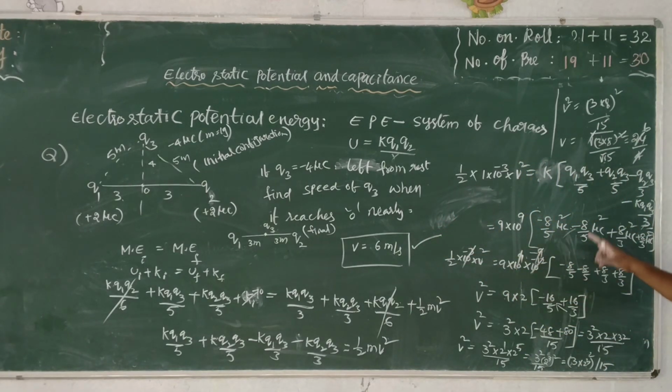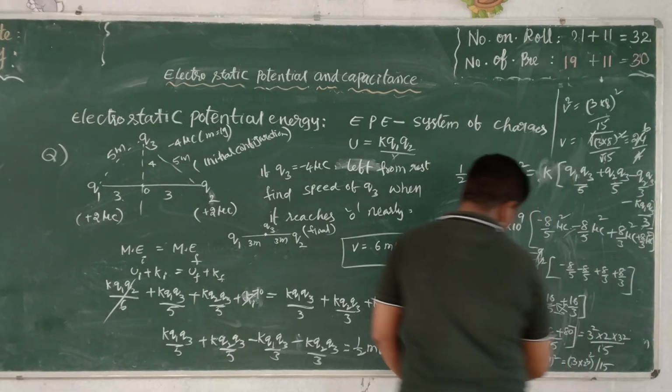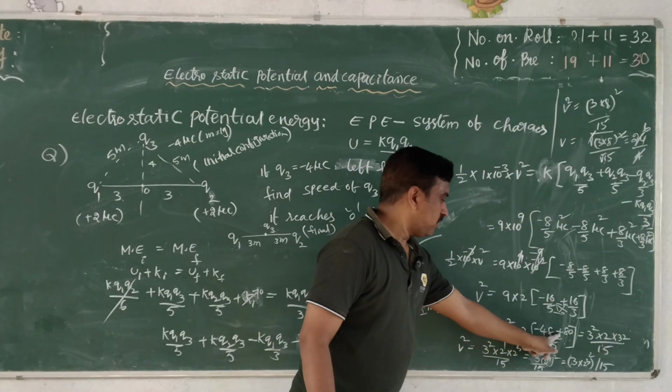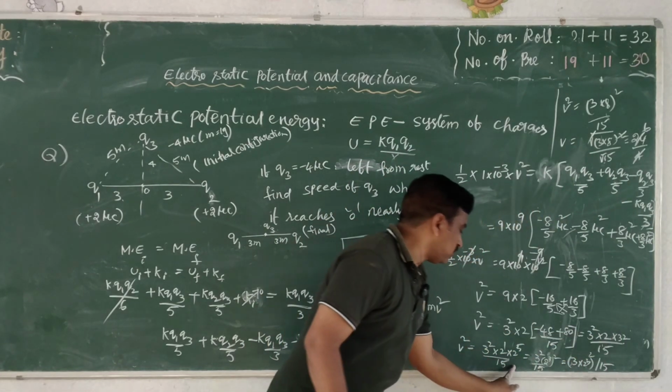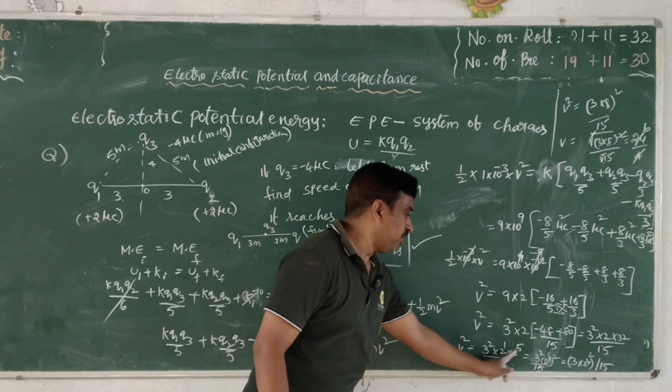See, 8 by 5, this one. Later you know, minus 8 by 5, plus 8 by 3. Here 16 by 5, here 16 by 3, cross multiplication. Yes? We can get this one. 16 3s are 48, 16 5s are 80 by 15. So finally we get this one, 3 square into 2, here 32. So 32 can be written as 2 power 5, 2 power 5 into 2 power 1 means 2 power 6.